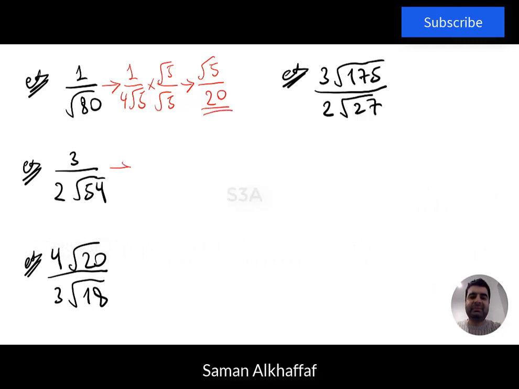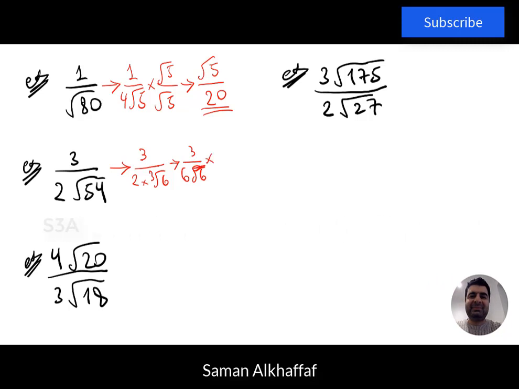For this example, we have 3 over 2 root of 54. Similar scenario, ideally the bigger root will need to be simplified. So we would have 3 in the numerator, and we would have 2 times the root of 54, which gives us 6 root 6. So if we multiply 3 root 6, these 3's multiplied by each other. So you would have 3 over 6 root 6.